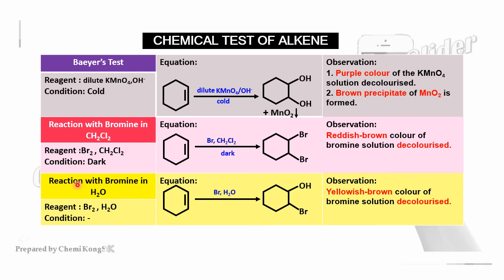Okay, the third one, reaction with bromine in water. So there's no special condition. So the observation is yellowish brown color of bromine solution decolorized. Always remember this is actually electrophilic addition. So the atoms that will be added are hydroxide and bromine. So the famous ones are Bayer and reaction with bromine in inert solvent. Please take note of these two chemical tests of alkene.